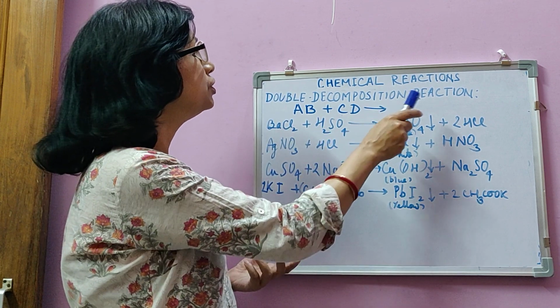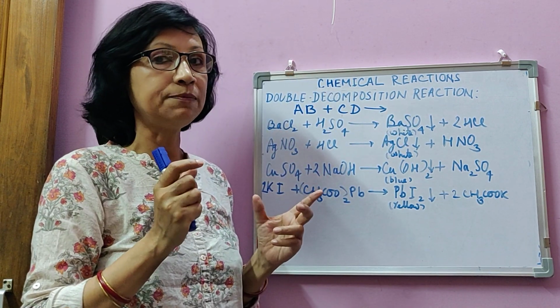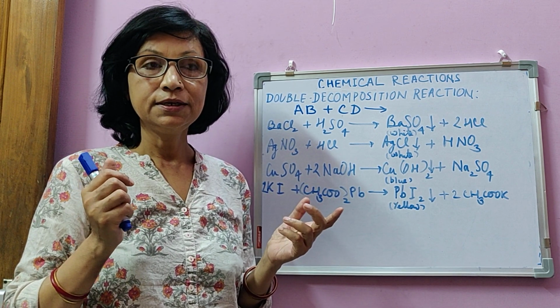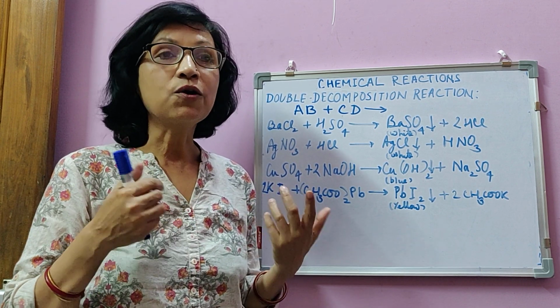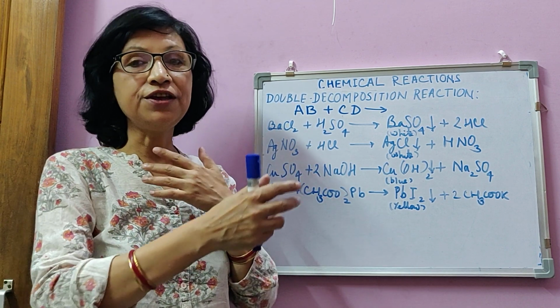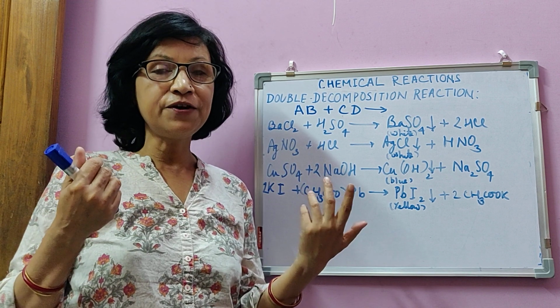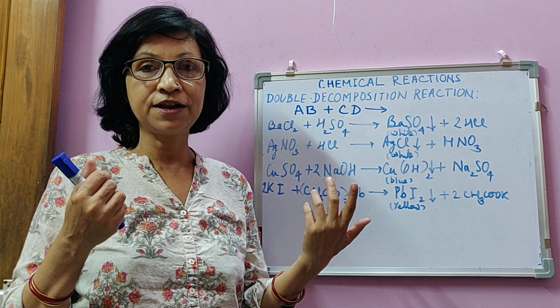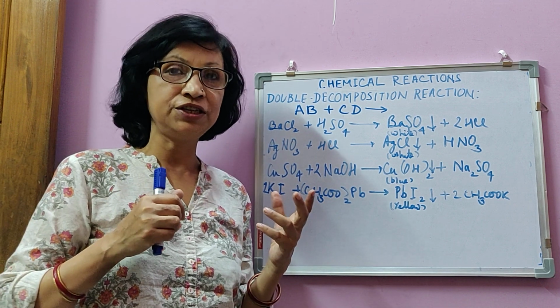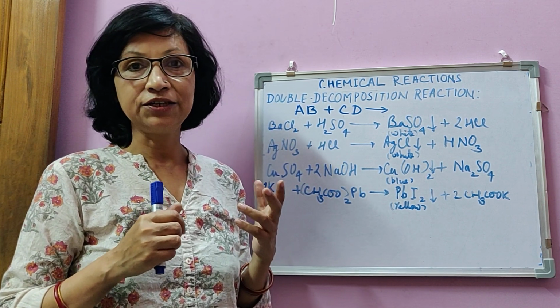A double decomposition reaction is a reaction in which two substances, meaning two ionic compounds, react in aqueous solution form so that they exchange their ions. There is a third name for double decomposition reaction as well, and that is ion exchange reaction, because ion exchange takes place during this reaction.